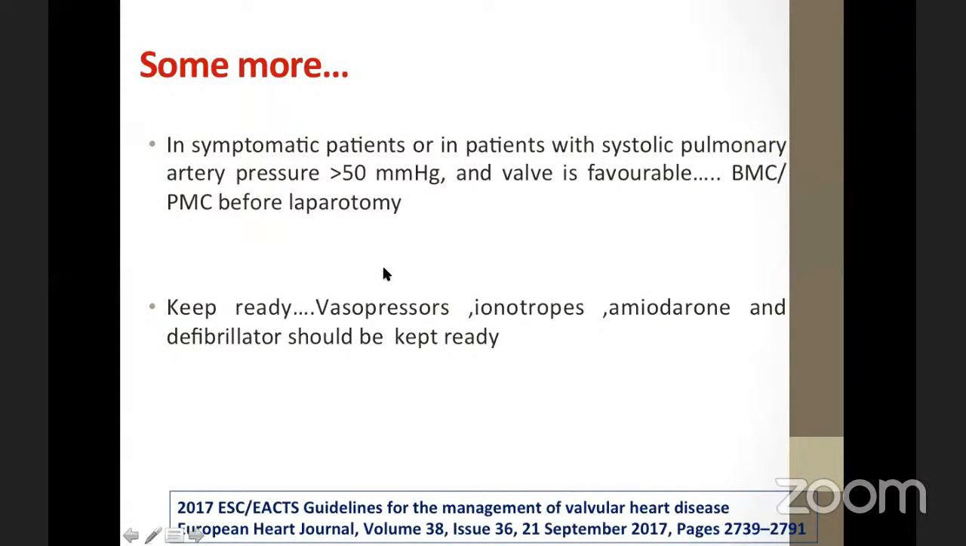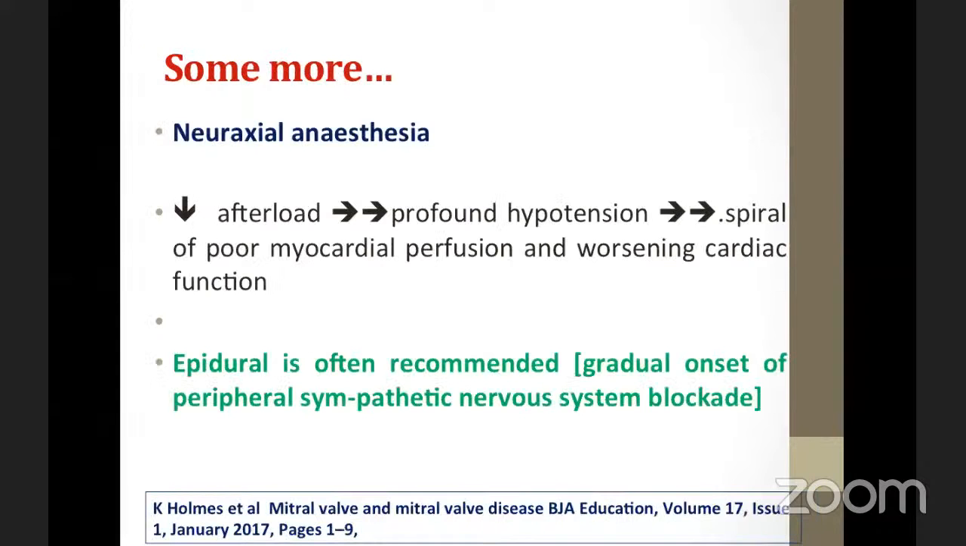If the patient is symptomatic or has a systolic pulmonary artery pressure more than 50 and the valve is favorable, then, if it is an elective surgery, go for a balloon mitral valvotomy if it is a favorable valve, and or commissurotomy. If the valve is not favorable, then you can convince the patient to go for the mitral valve surgery at the same setting. And every time keep ready the vasopressor, amiodarone, esmolol and defibrillator in the operating room to overcome any adverse things that are coming.